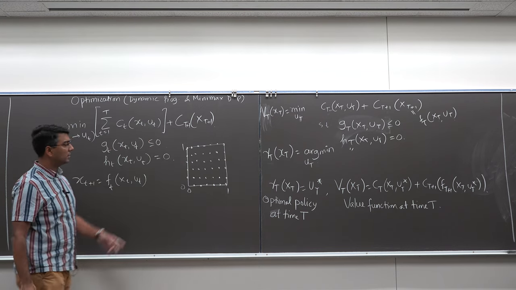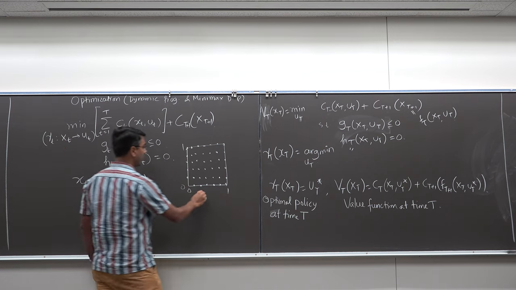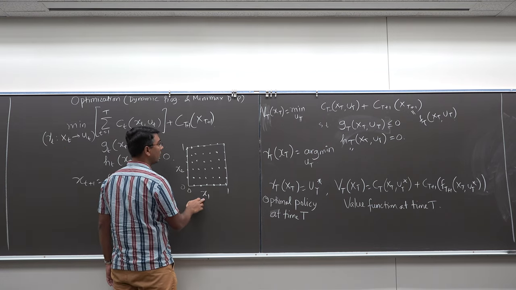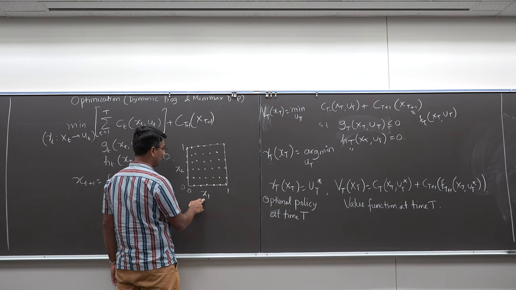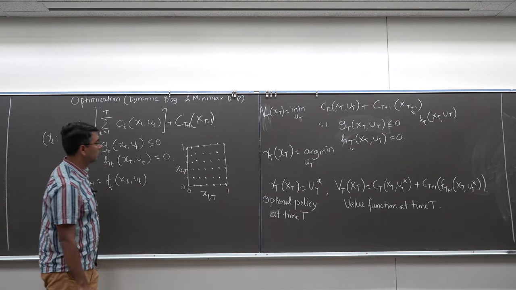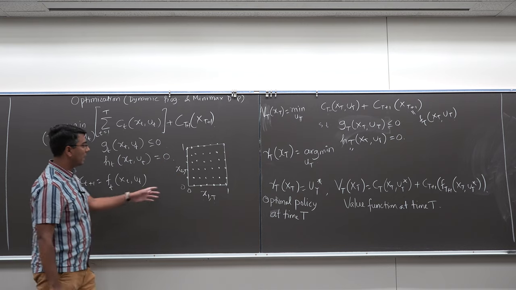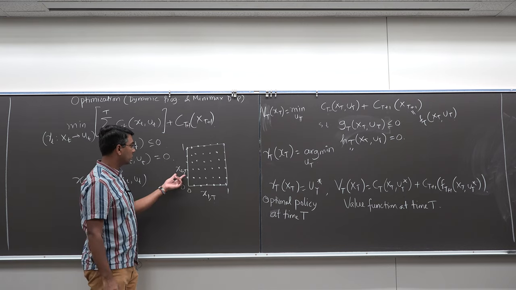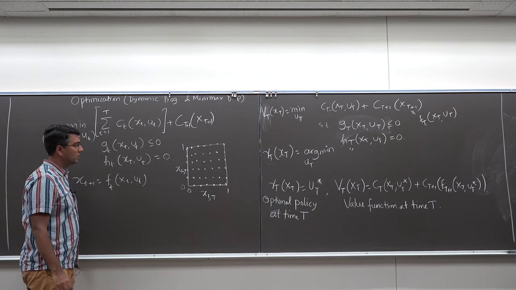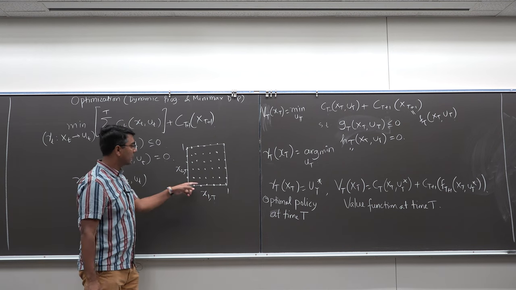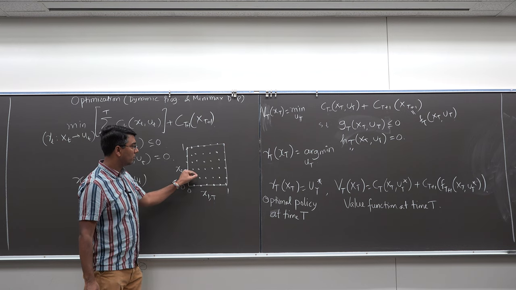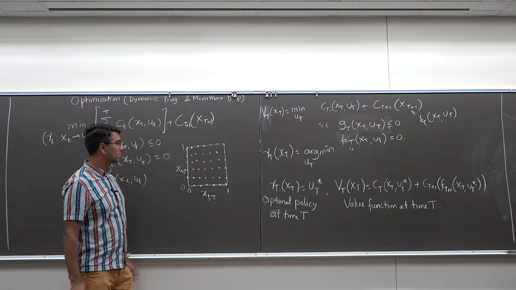This is known as discretization. This is my X1, and this is my X2. I mean X1 capital T and X2 capital T. It lies in the 0, 1 cross 0, 1 region. So I now need to discretize the entire state space. So what I've done is figured out some discrete points within this space.